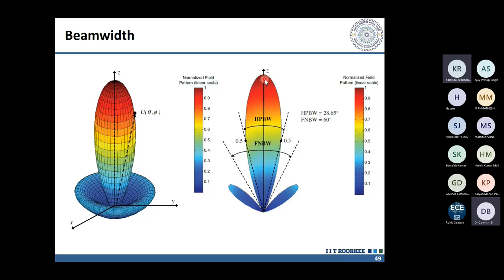Whereas if you take half the value, it's very important to note that there is a mistake here. This is not a field pattern, this is a power pattern, plotted in the linear scale. If you take the maximum value and half of it, and determine the directions along which the radiation is half of the maximum value, the angular separation between those two directions is the half power beamwidth. It is clearly indicated from the name. It is the half power beamwidth, and the other is the first null beamwidth.